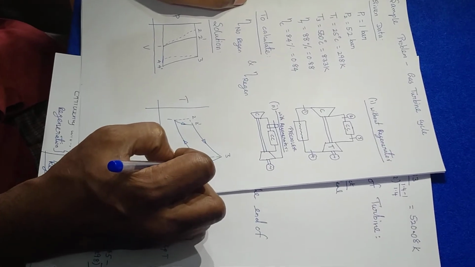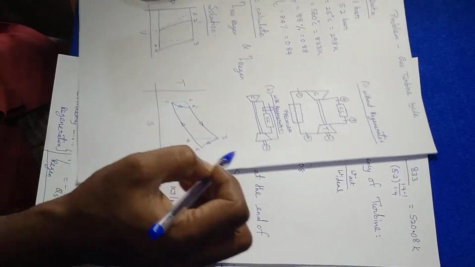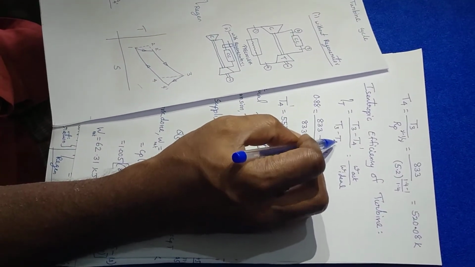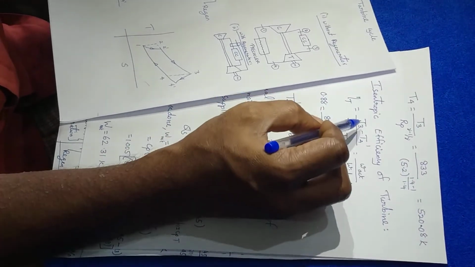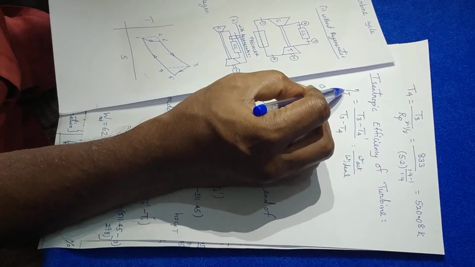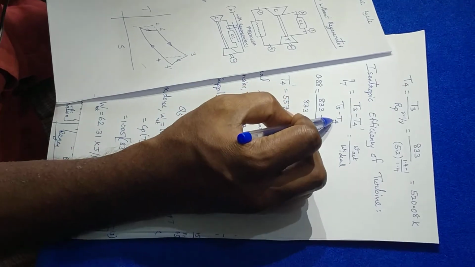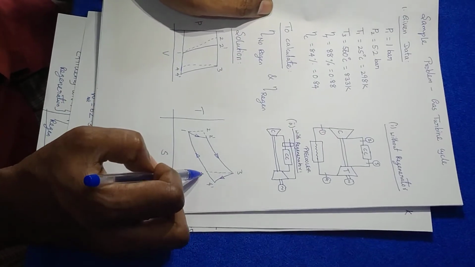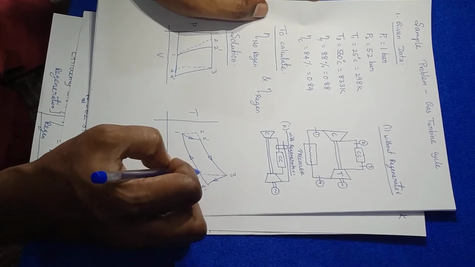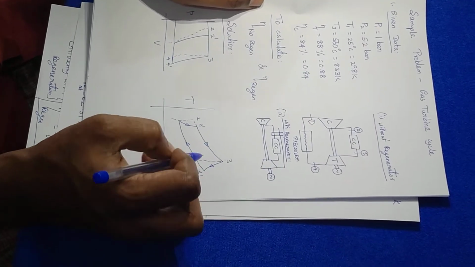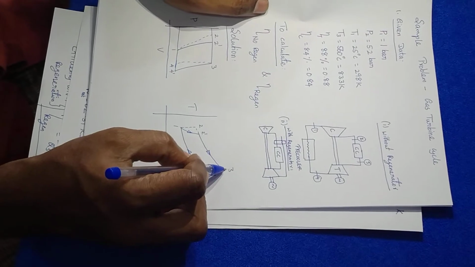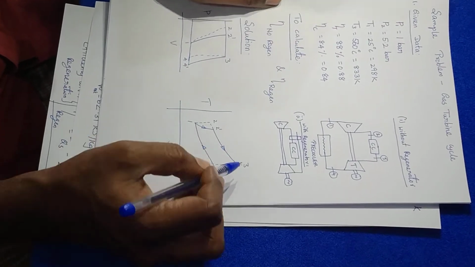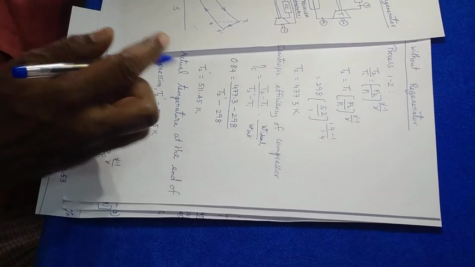So T3 minus T4 dash divided by T3 minus T4 is nothing but the turbine efficiency. In this problem, T3 value is given and efficiency of turbine is given. If you know T4, we can find T4 dash. How to find out T4? We know 3 to 4 is an isentropic process. Therefore, T4 by T3 is equal to P4 by P3 power gamma minus 1 by gamma.